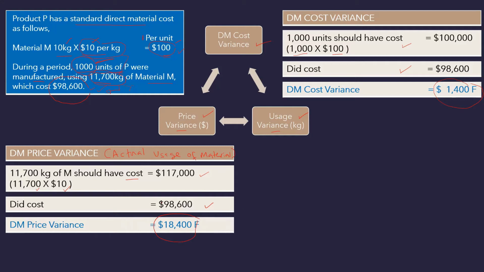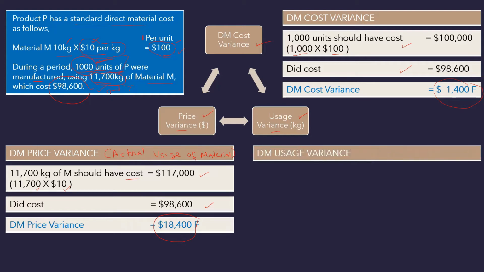Is that clear? So we have a favorable variance of 18,400. Now let's move on to the usage variance. Here the usage variance means we have to compare the standard consumption, standard usage, and the actual usage times the standard rate. So the standard usage, how much?